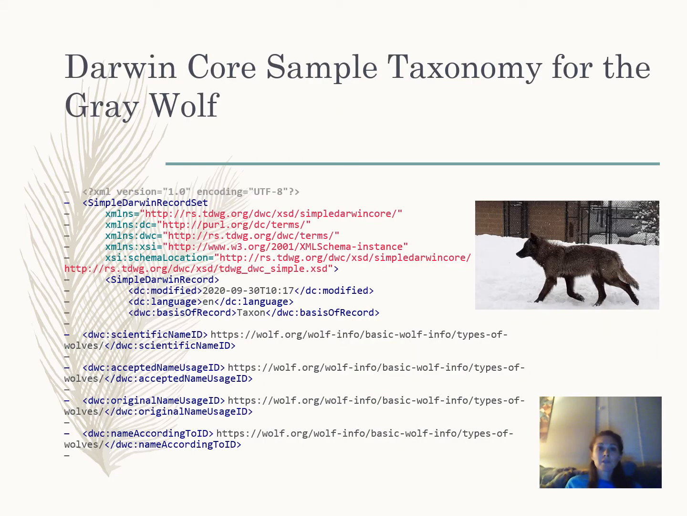This record is from the International Wolf Center data regarding the species Canis lupus, or gray wolf, and its taxonomic classification structure. The information for the species classification is linked in the Darwin Core for scientific name ID, accepted name usage ID, original name usage ID, name according to ID, and the name published in ID. This site provides information on the species classification structure, including kingdom, phylum, class, order, family, genus, and species.